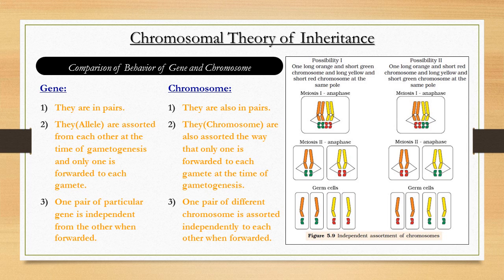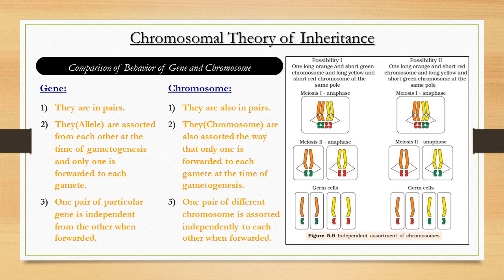So in the first diagram, that is meiosis 1 anaphase, yellow and red are one pair, and the other pair is orange and green. Now when they are separated at the time of making of germ cells, that is gametogenesis, they are placed as they are, forwarded as they are. So that's the one possibility.